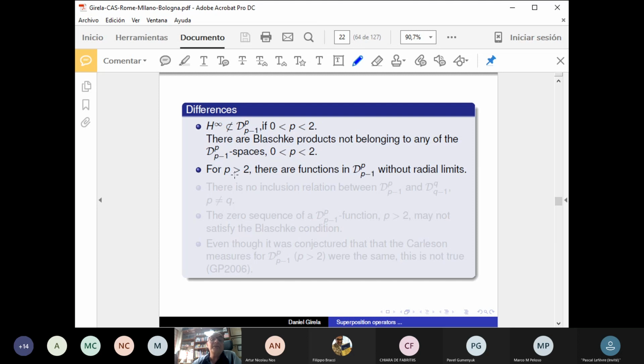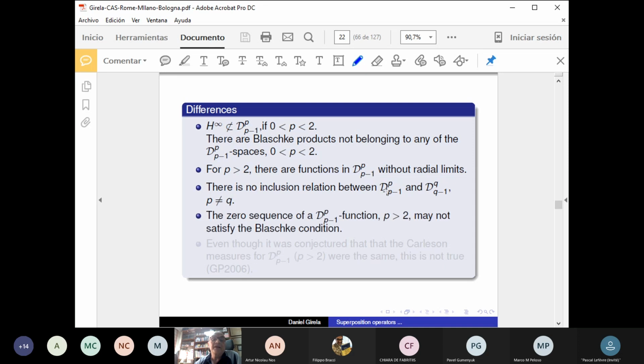If we go for p bigger than 2, in D^p_{p-1} there are functions without radial limits. And we know that in Hardy space, all functions have radial limits almost everywhere. There is no inclusion between these spaces. If we have p not equal to q, we cannot say that one is included in the other, and we know that for Hardy spaces, of course, we have inclusion if q is bigger than p.